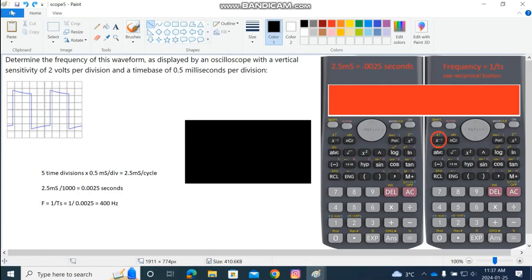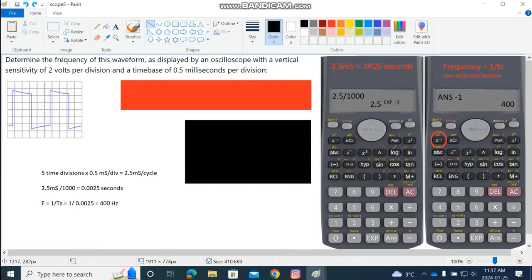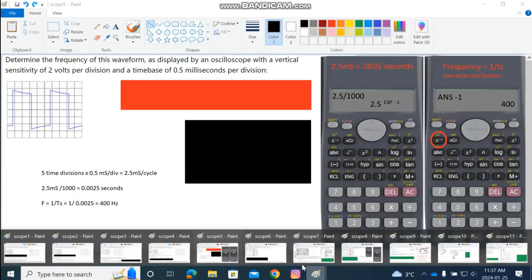So in my calculator, 2.5 milliseconds is equal to 0.0025. And I'm going to get the reciprocal of that. So I'm going to multiply my divisions by my time base and then do the reciprocal of that. So hopefully remember how to do the reciprocal formula.